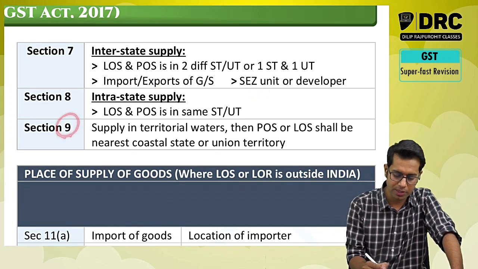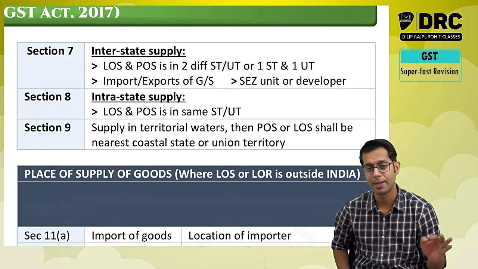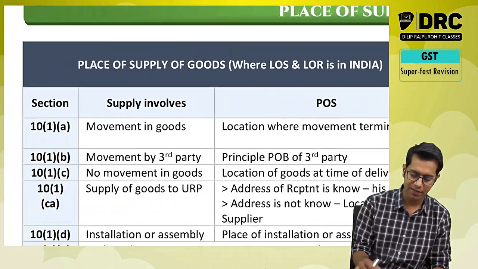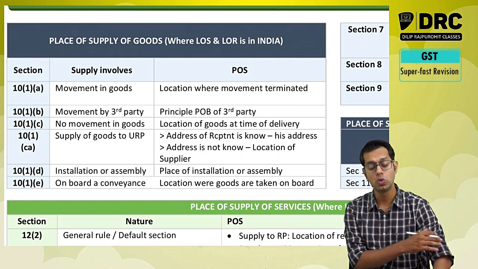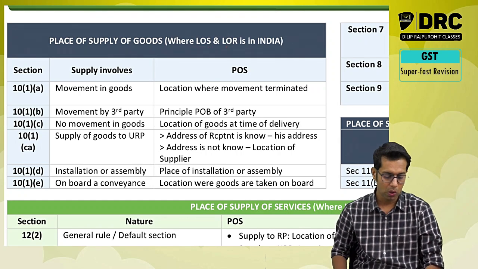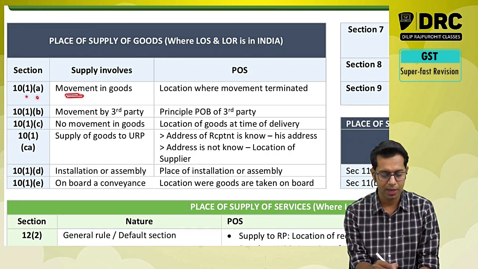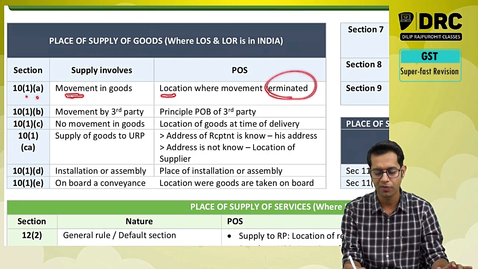Section 9 talks about supply in territorial waters. Whenever you make a supply in territorial waters, the location of supplier and the place of supply will be the nearest coastal area. Now, Section 10 talks about place of supply of goods when the supplier as well as recipient is located in India. Section 10 subsection 1 clause A: if the supply involves movement of goods, the place of supply will be the location where the movement is terminating.